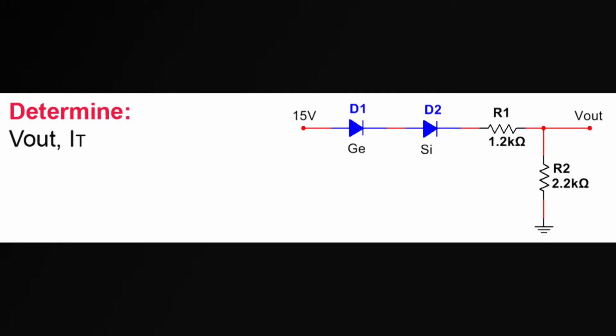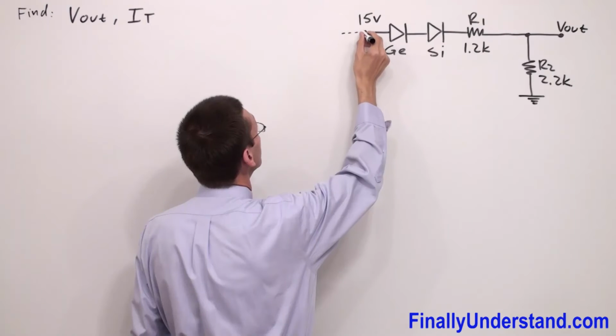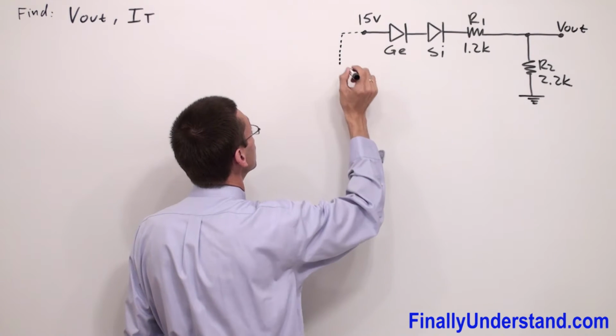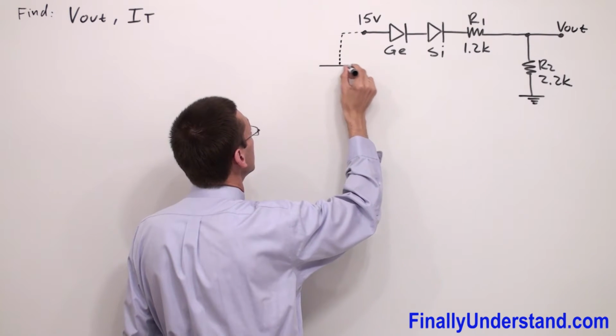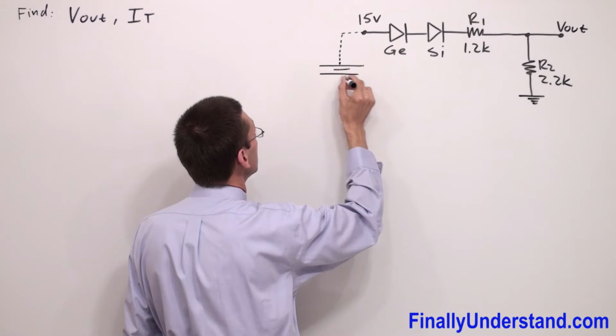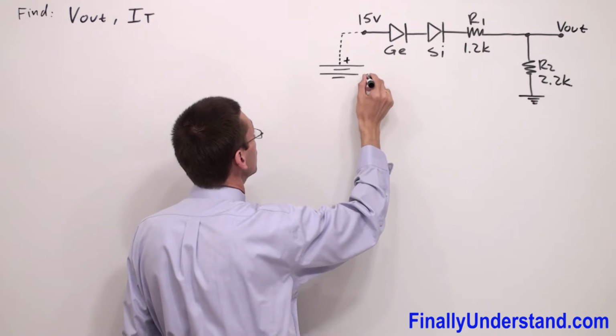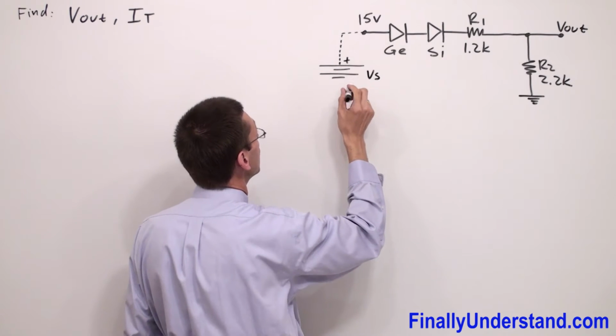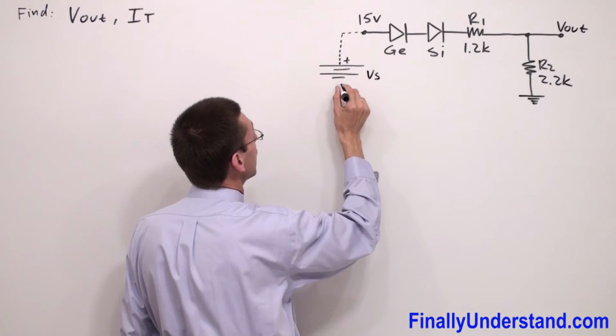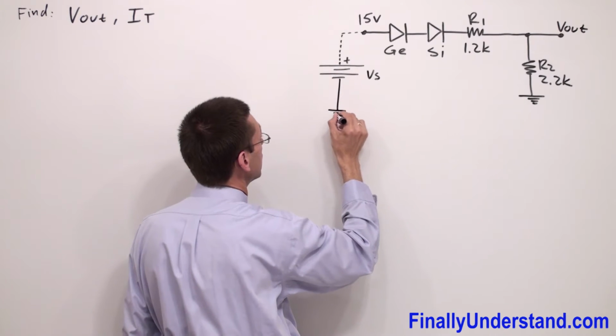We have another example on the board. Again, I'm going to redraw the circuit in order to make it look a little bit simpler. Anytime I have 15 volts, it means that I have a power supply connected to it with the positive terminal. This is my voltage source, my 15 volt power supply, and this is my ground.